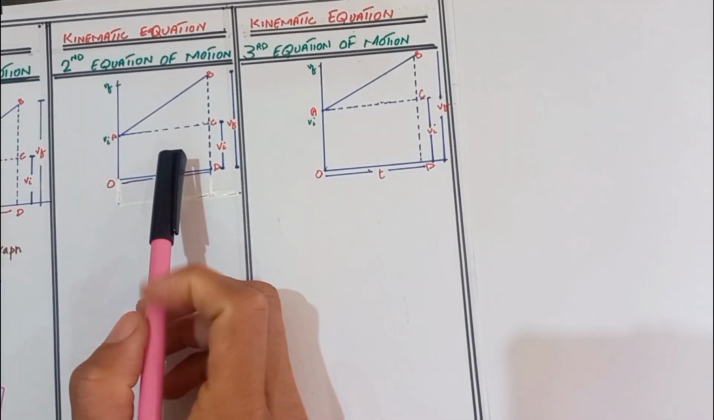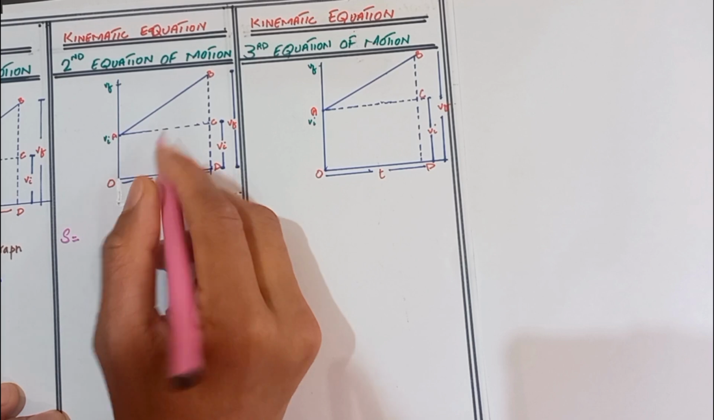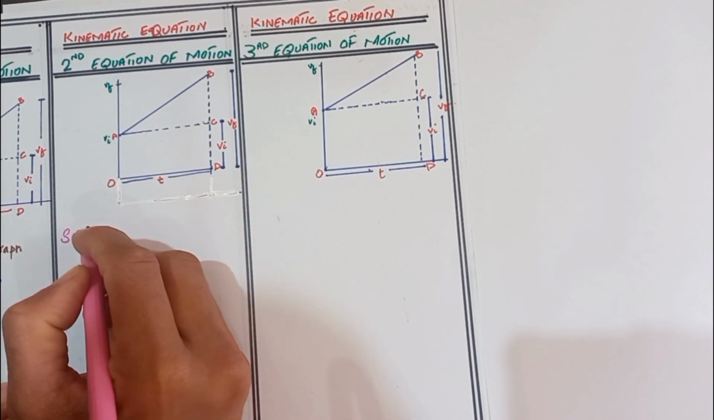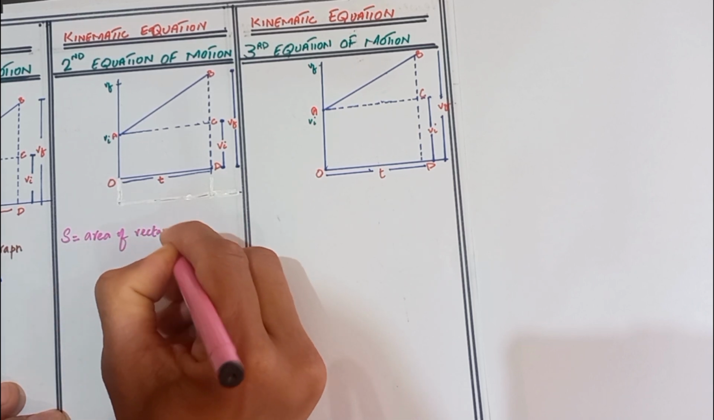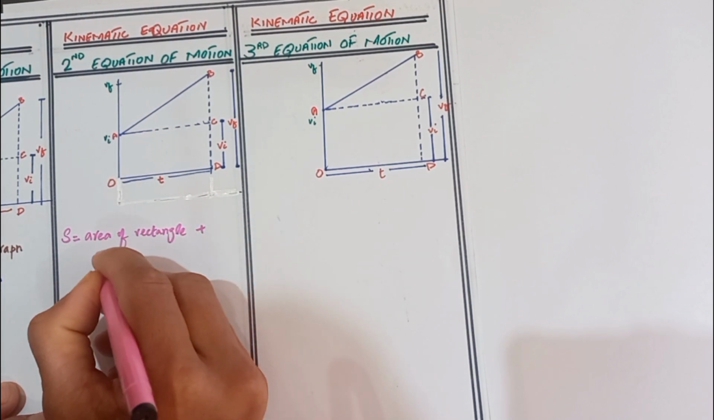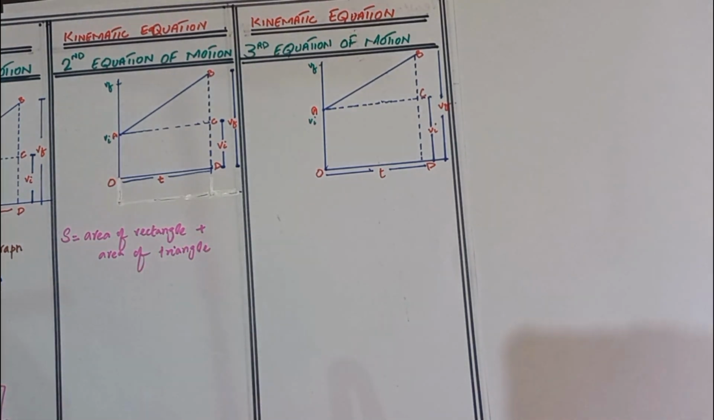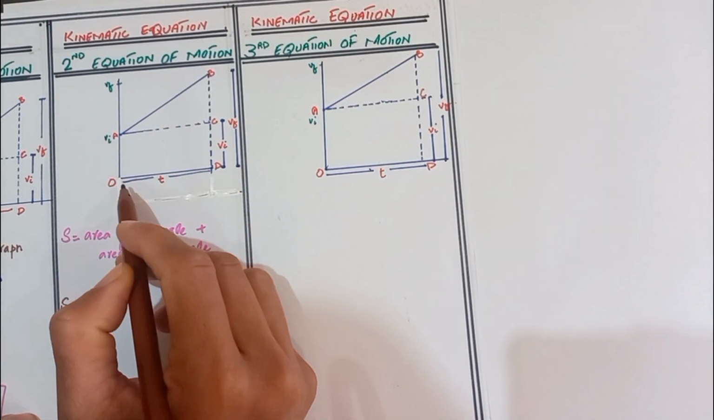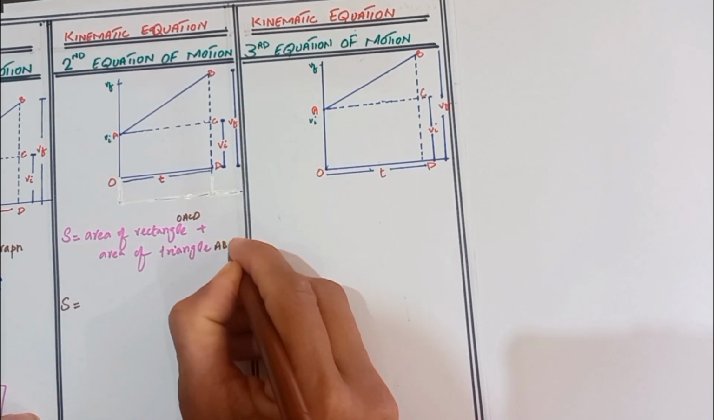Now we prove the second equation of motion by the graphical method. Here we can find the displacement in this graph as the area of the rectangle plus the area of the triangle. The area of the rectangle is OACD, and the area of the triangle is ABC.